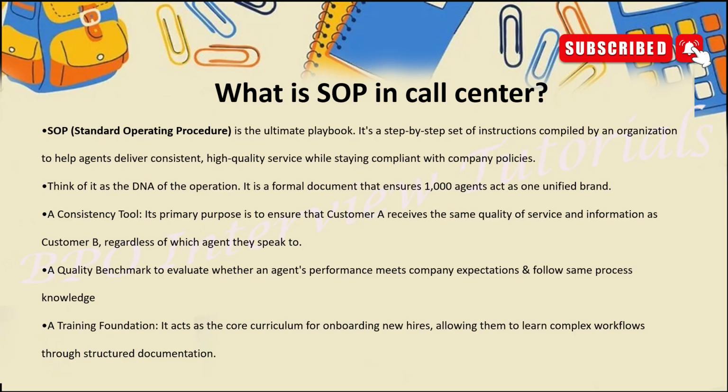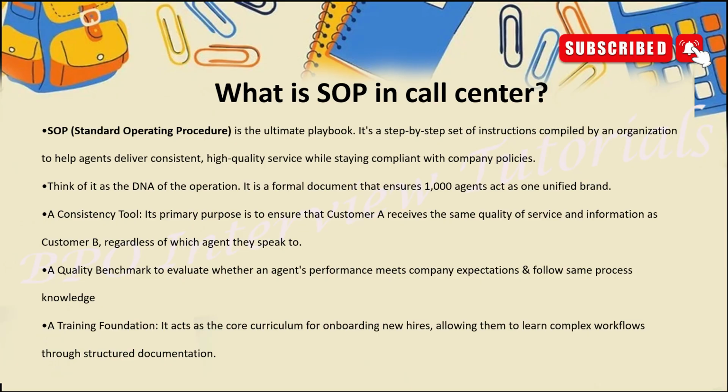SOP stands for standard operating procedure. This is an ultimate playbook, we would say it's a guide, with step-by-step instructions compiled by an organization to help agents deliver consistent, high service while staying compliant with the company's policies. For example, we will receive SOPs from the client also. We have SOPs from our internal company as well. If there is no SOP, definitely there will be no system. SOP basically provides how we can follow the company policies, how we can adhere to the process, and how we shouldn't breach any company policies. Everything will be written in the standard operating procedure, right?